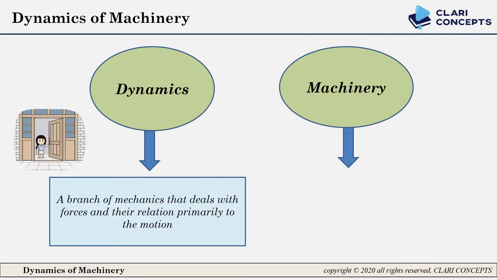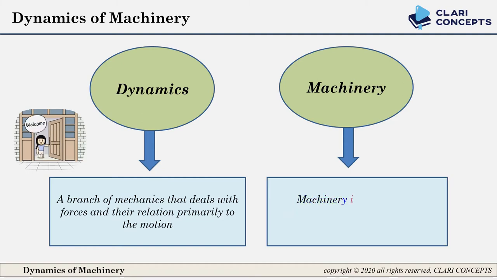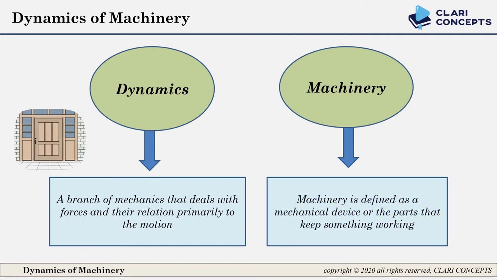Now machinery. What do you mean by machinery? Machinery is defined as mechanical devices or parts that keep something working. Mostly people have a confusion between machine and machinery. We all see a washing machine, vehicle, refrigerator; that whole body with its internal and external parts is called a machine. While machinery is a part of a machine which helps the machine do its function. For example, a drum in a washing machine, an engine in a vehicle, or a compressor in a fridge, all are machinery.